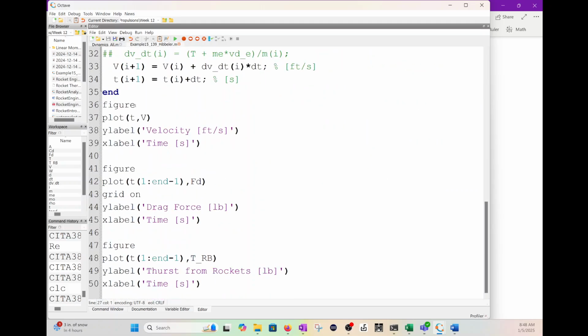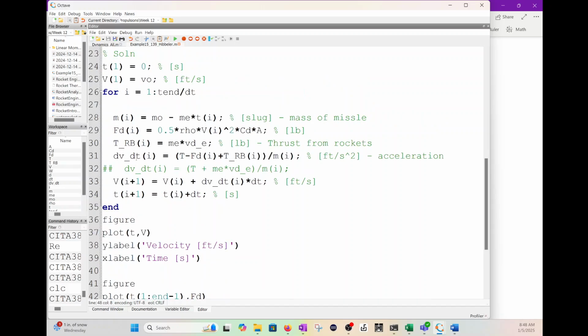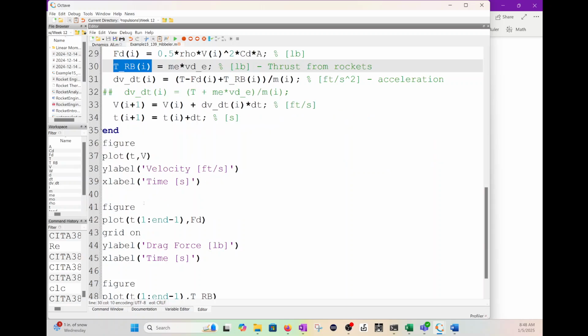Then what I can do is plot. I can plot the velocity as a function of time. I can plot the drag force and the thrust of the rocket boosters. If you notice, I had to put this in 1 to n minus 1, because in my loop up here, I'm only calculating FD of i and this of i. Where down here, this is i plus 1. So these velocities and time will actually have an extra term. It'll be, say, 101 instead of 100. So you just have to realize in your coding that you did that.